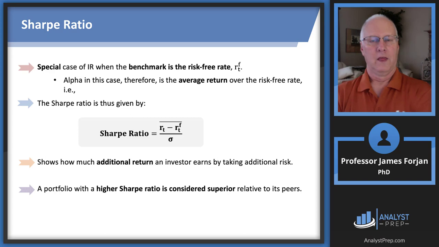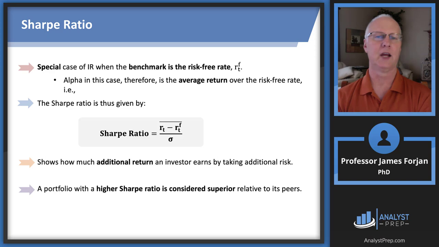Now, it wouldn't be a good slide deck, and it wouldn't be a good chapter, if the Sharpe ratio weren't mentioned here. The Sharpe ratio is really just a special case where the benchmark is the risk-free rate of interest. I'm guessing you have seen that Sharpe ratio equation before: the return on the portfolio minus the risk-free rate of interest, divided by the standard deviation of the portfolio. And remember, the standard deviation of the risk-free asset is zero.